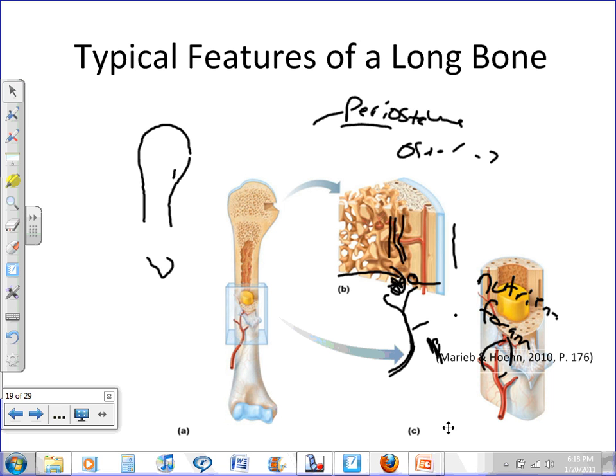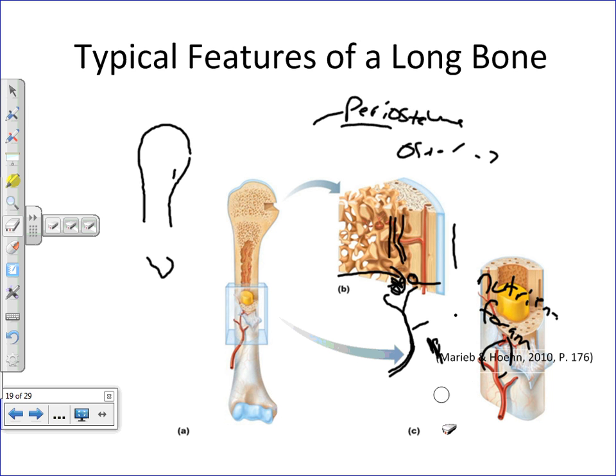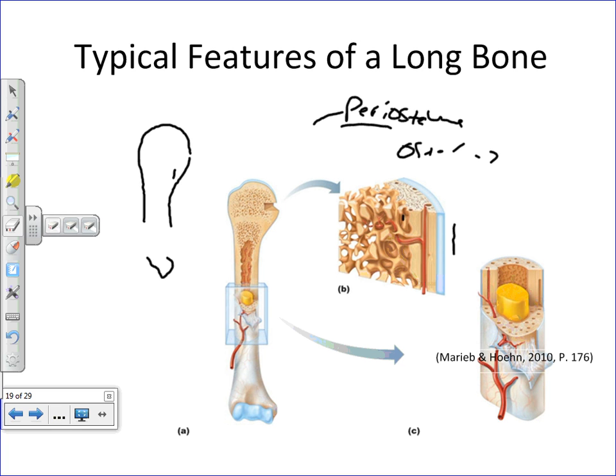So this periosteum is important not just for that, but it's also important because, what was I going to say? Because underneath the periosteum, remember those osteogenic cells?